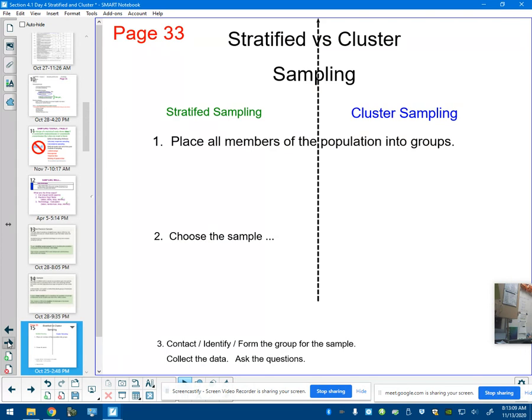Okay, so this is on page 33. The stuff we've skipped over is the stuff we're going to do next Monday and Tuesday to review for your big quiz.